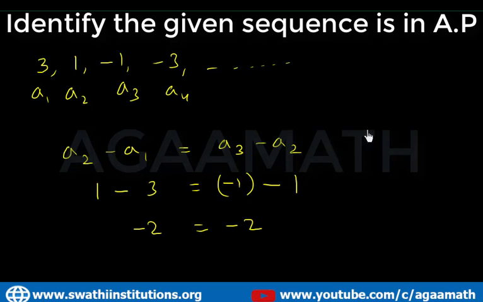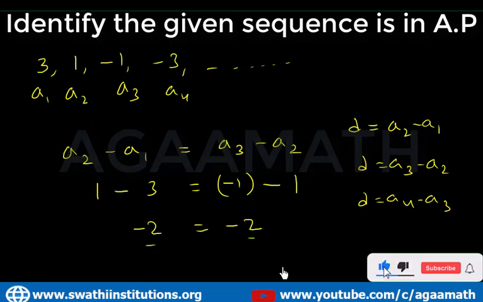So remember, whenever you would like to find the difference, D equals A2 minus A1, or D equals A3 minus A2, or D equals A4 minus A3, and so on. You can check anywhere. Wherever D is always constant, we can say that this sequence is in AP because we have the common difference. Let us check one more example.